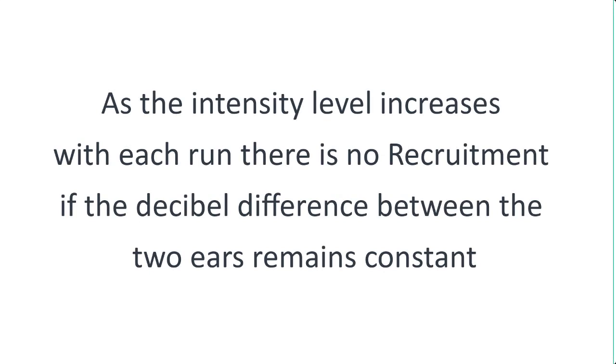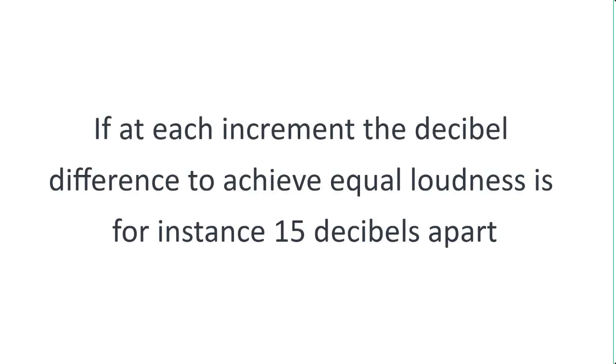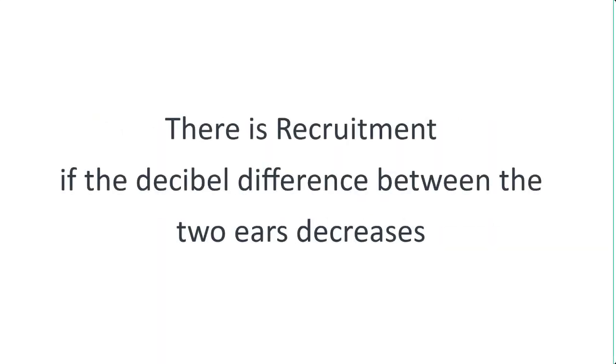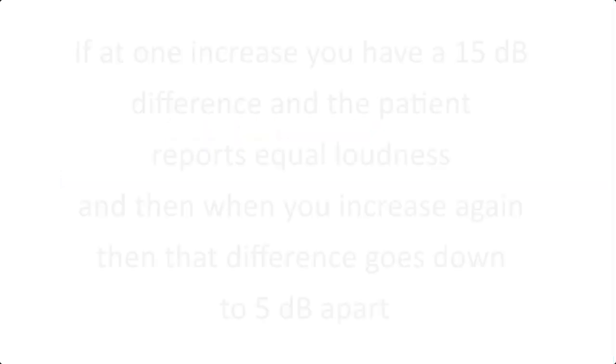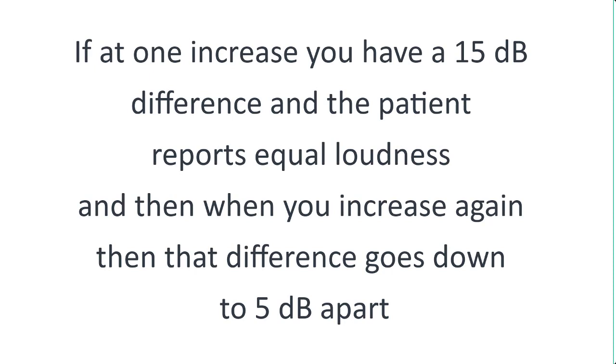As the intensity level increases with each run, there is no recruitment if the decibel difference between the two ears remains constant. So if at each increment the decibel difference to achieve equal loudness is, for instance, 15 decibels apart. There is recruitment if the decibel difference between the two ears decreases. So if at one increase you have a 15 decibel difference and the patient reports equal loudness, and then when you increase again, that difference goes down to 5 decibels apart.